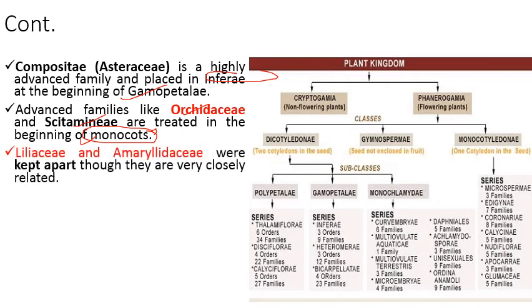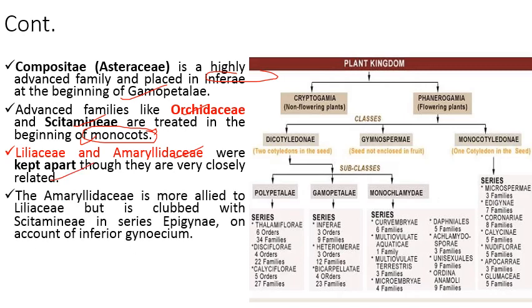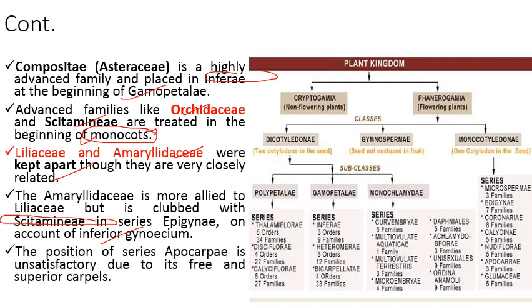Then Liliaceae and Amaryllidaceae were kept apart though they are very closely related families. The Amaryllidaceae is more allied to Liliaceae, but it is clubbed with Microspermae in series Epigynae on account of inferior gynoecium. The position of series Apocarpae is unsatisfactory due to its free and superior carpels.